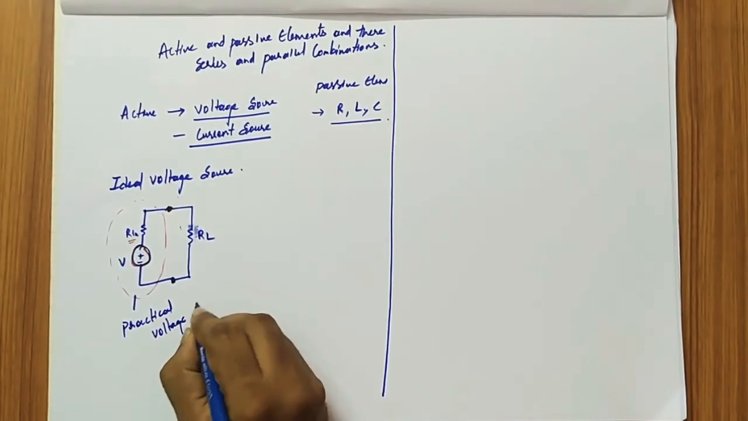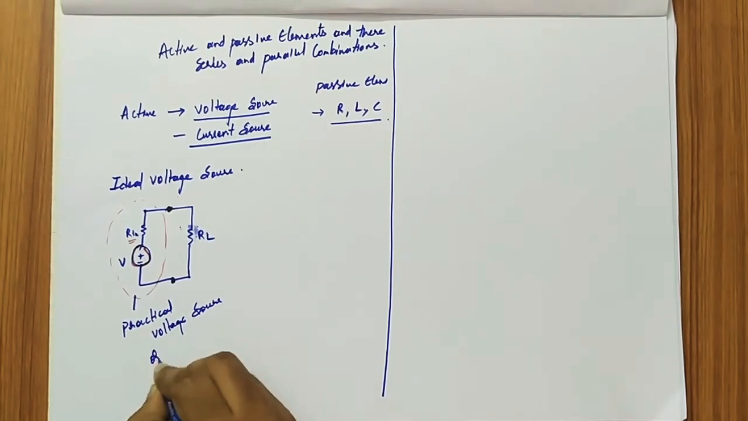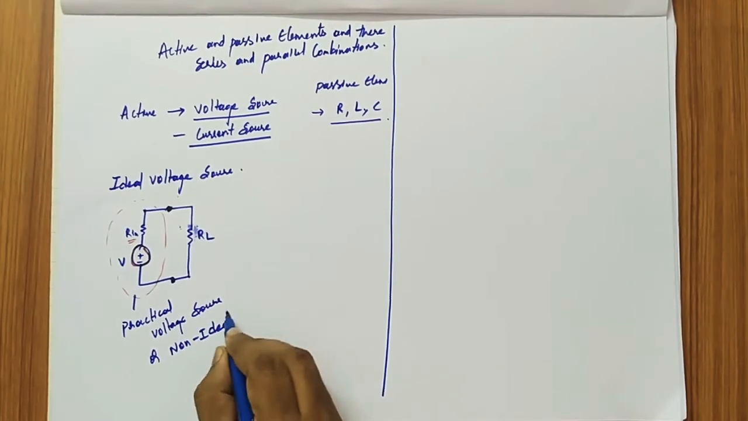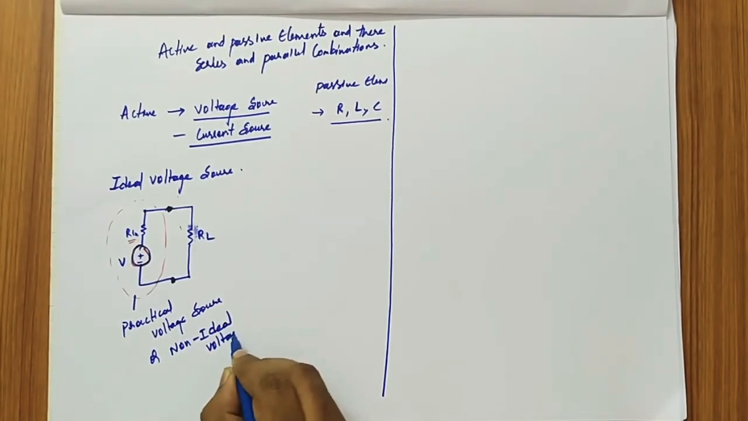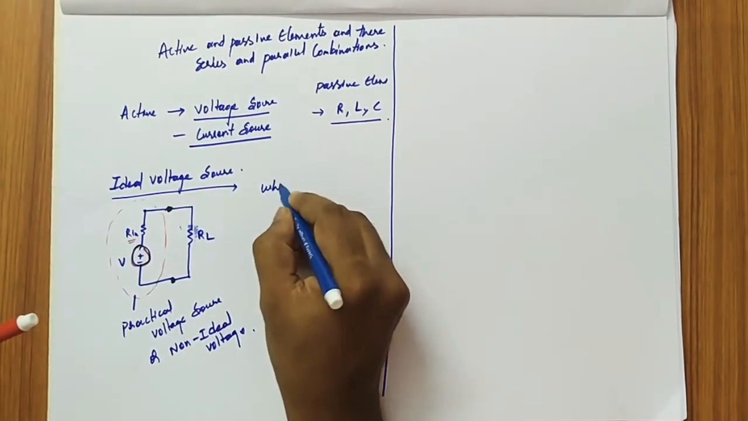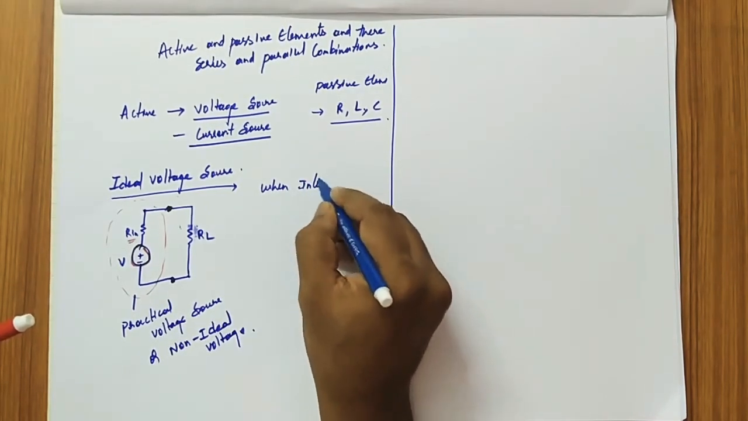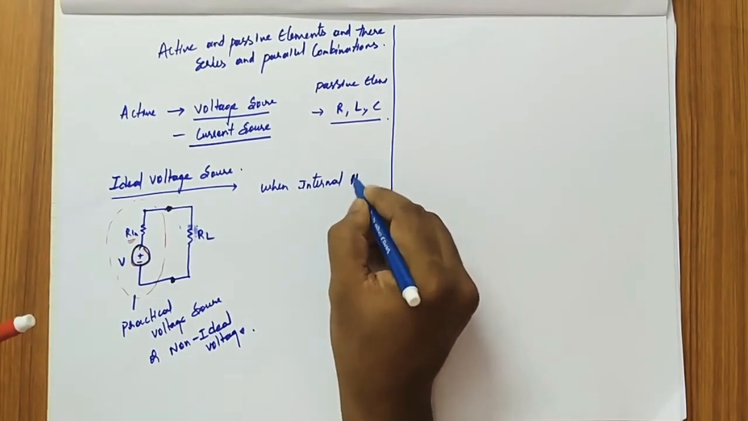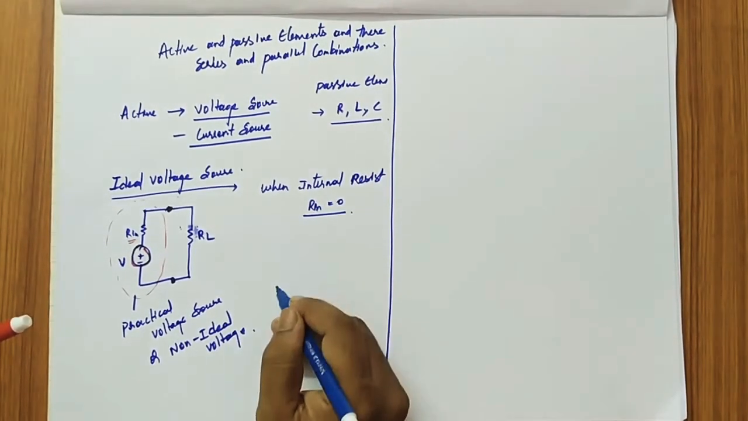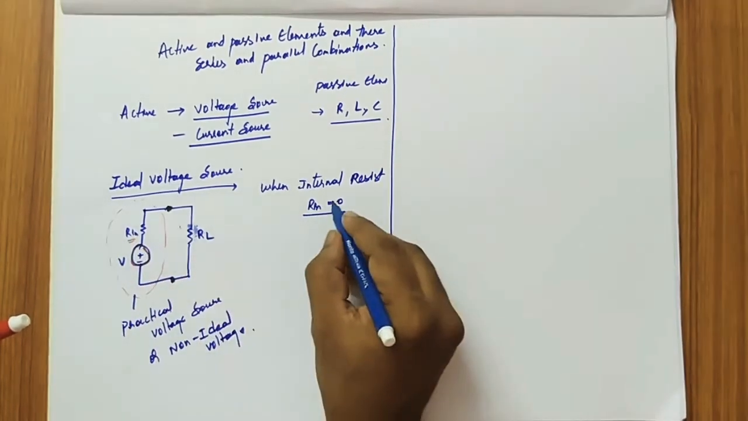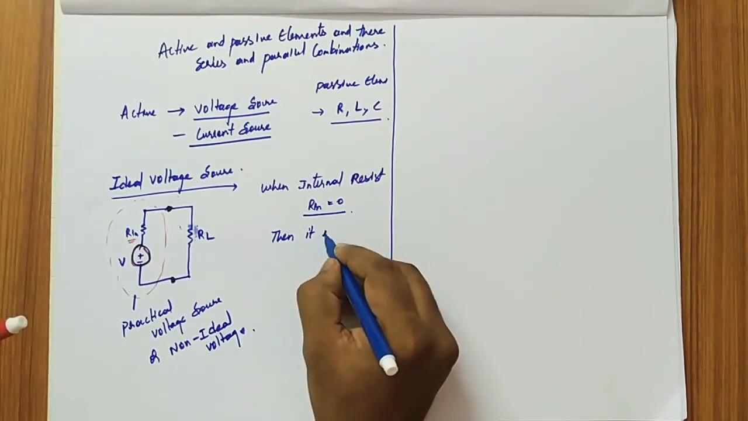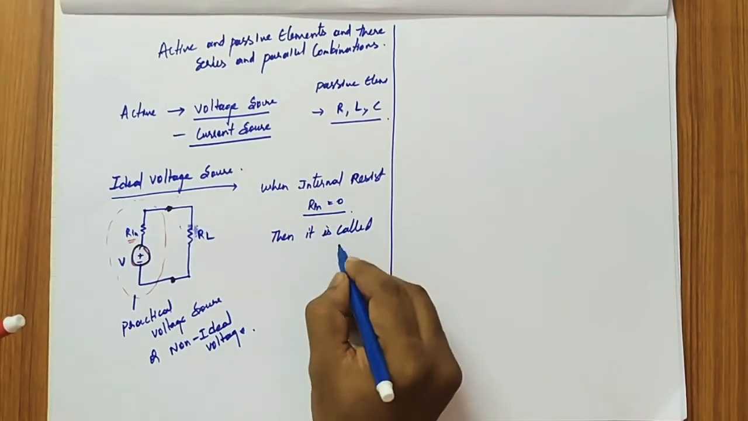Practical voltage source, or non-ideal voltage source. Okay, so the ideal voltage source is when the internal resistance Rin equals 0. That means this internal resistance is 0. When it becomes 0, it is called an ideal voltage source.